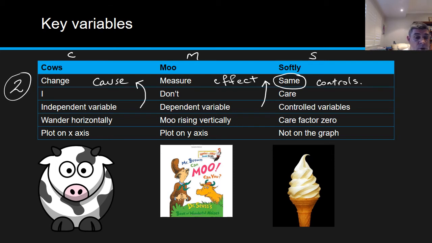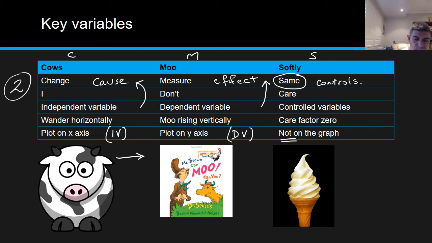Now the cows are all going to wander along the ground. They're going to keep horizontal. So that means our independent variable is plotted on the x-axis. It goes along. The moo is going to rise. So as the moo rises vertically, we plot that on the y-axis. So the dependent variable is going to go on the y-axis. The care factor is 0 for control variables. We don't expect them to actually affect our experiment, and therefore we don't put them on the graph at all. They don't appear. So cows moo softly and I don't care are the important things to remember when you're looking at variables.